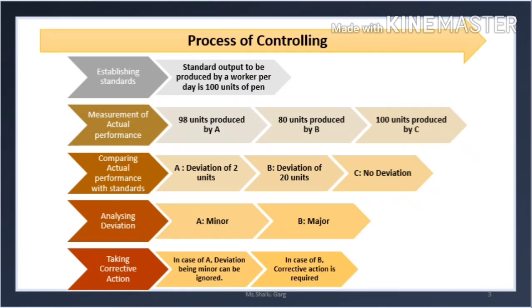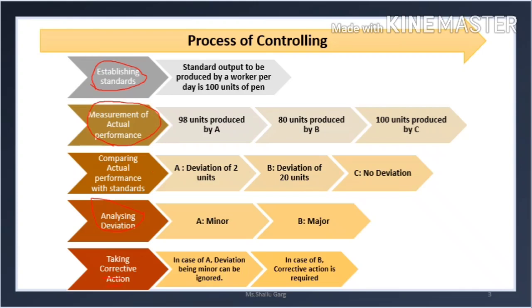As all of you can see on the screen, there are a total of 5 steps. First step is establishing standards. First of all, you need to set standards, then you will measure actual performance, then you will compare both, that means standards and the actual performance, then you will analyze deviations, and at last you will take corrective action.